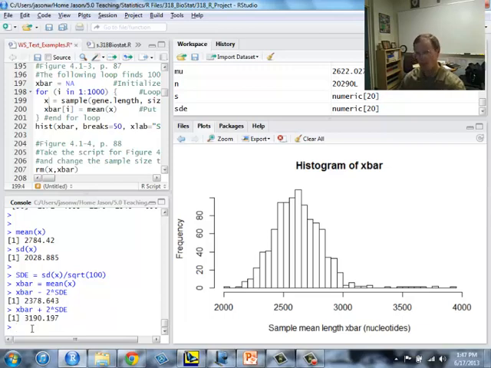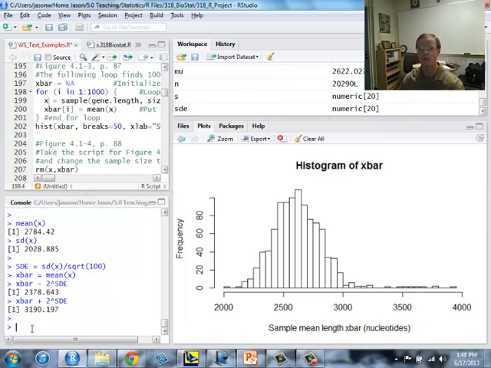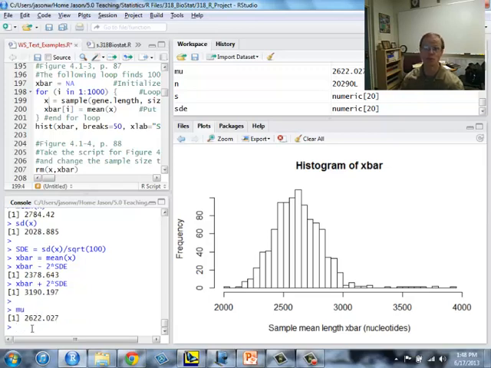Now, how did I do? Is that in range? Well, of course we know that mu itself is 2622. Is mu inside of there? Yes. Therefore, my confidence interval contained the true unknown mean, which was 2622.